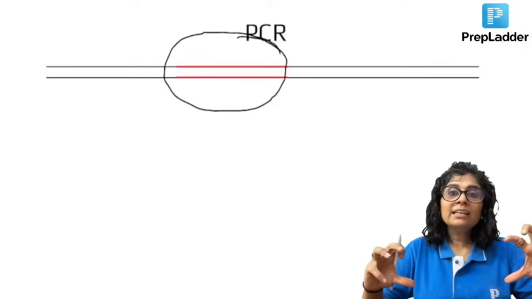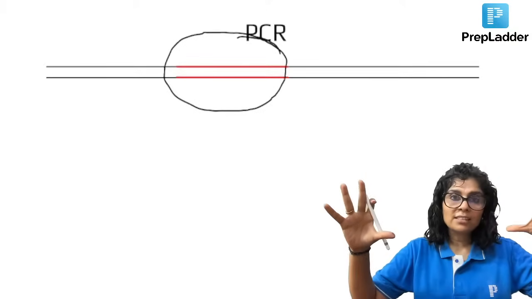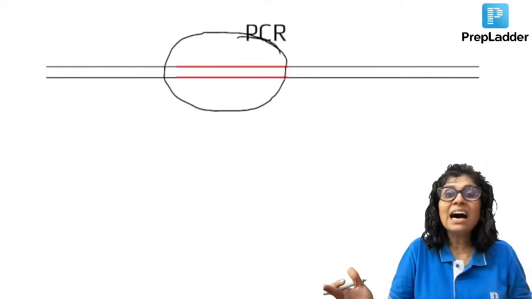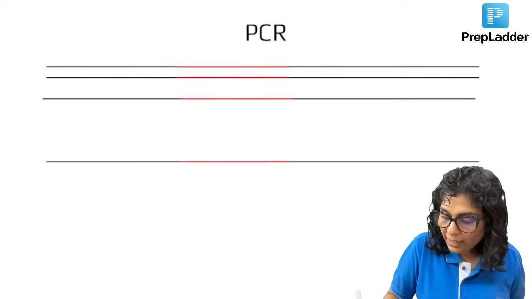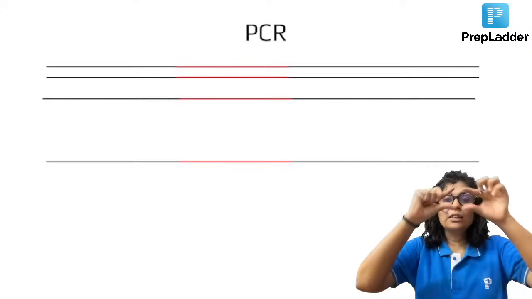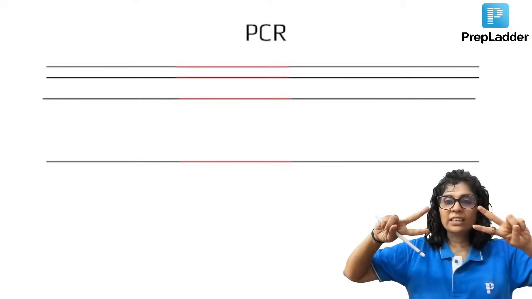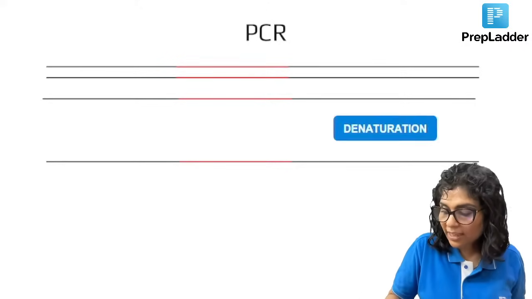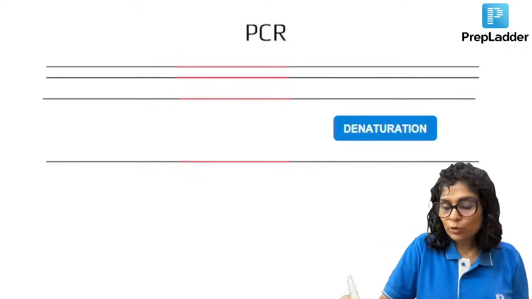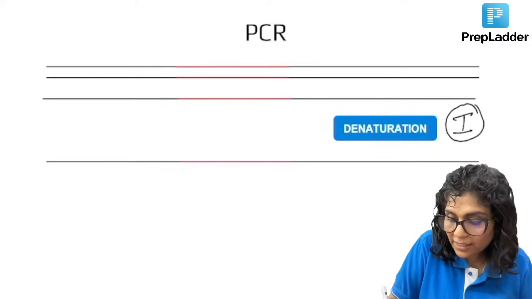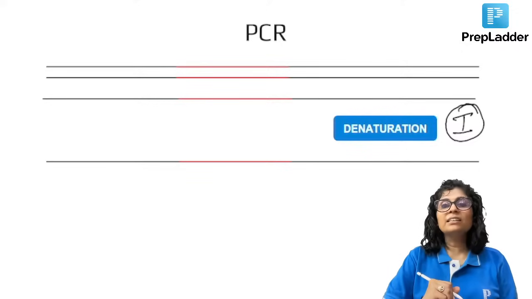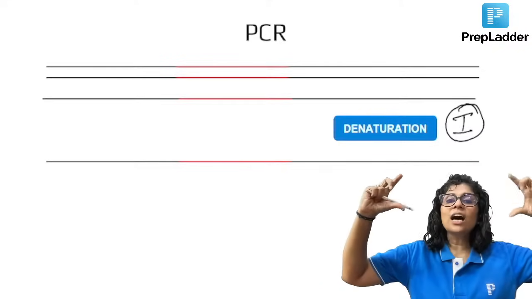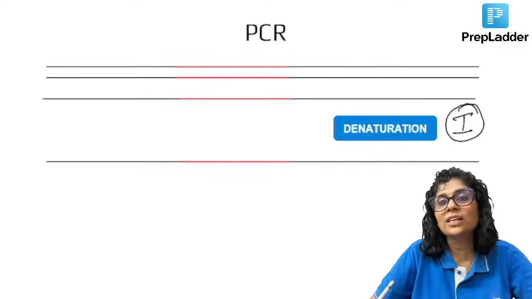I know PCR is a replication process. And I know for any replication, the first step is unwinding. So what have I done here? I've unwound the double-stranded DNA to 2 single strands. Unwinding is otherwise called as denaturation. So all of you tell me, what is the first step of PCR? The first step of PCR is denaturation, wherein the parent double-stranded DNA is unwound to form 2 single strands.